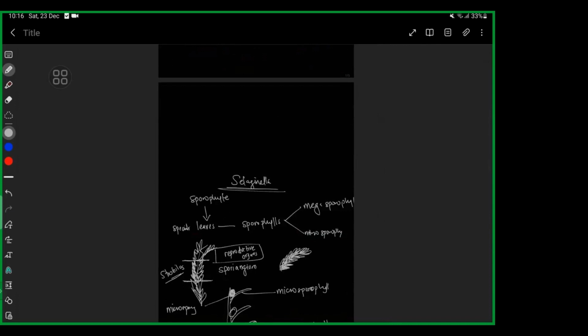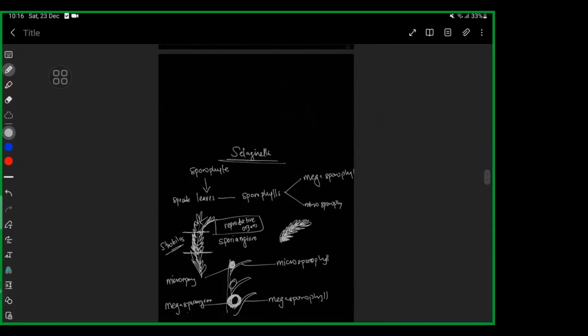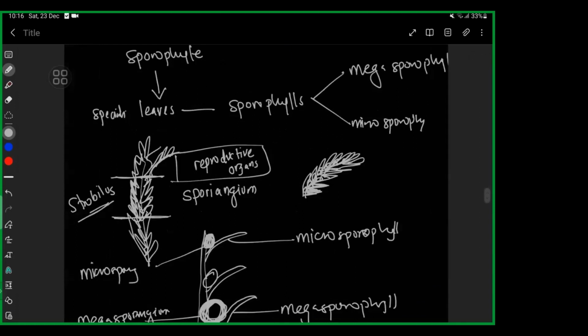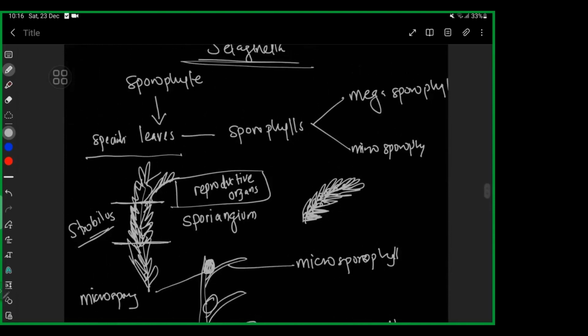Can you explain the mega and microsporophyll part? Okay. The sporophyte is there. It is the usual plant you will see in the environment. The sporophyte has specialized leaves. Usually we call them leaves in a plant, but we have specialized leaves called the sporophyll. We don't call them leaves, we call them sporophylls, which means leaves. Basically, it's leaves. So there are two types of leaves in this Selaginella, megasporophyll and microsporophyll.